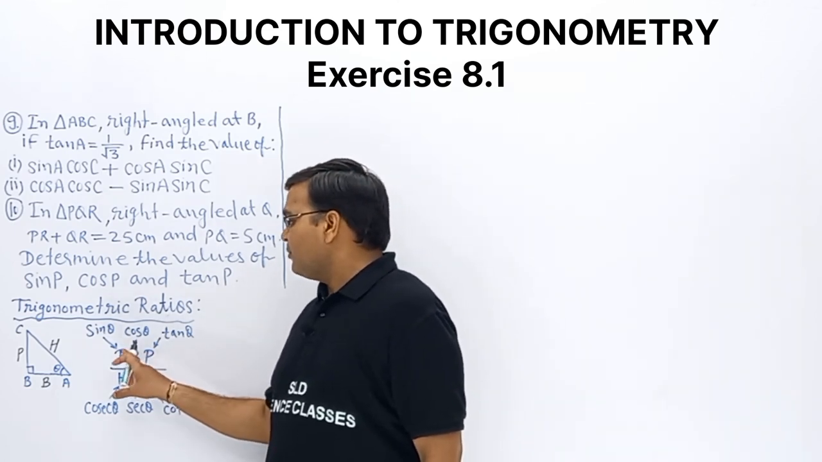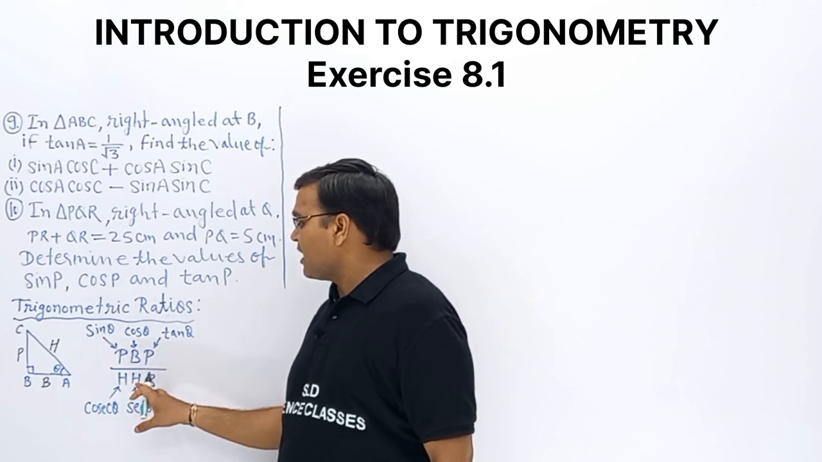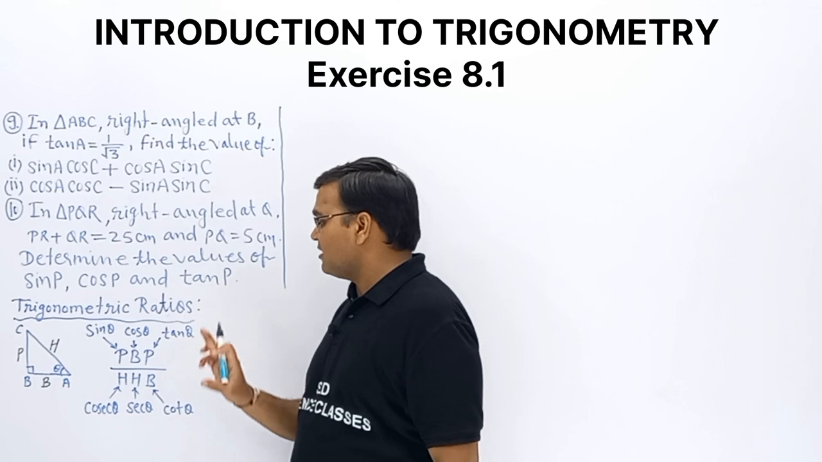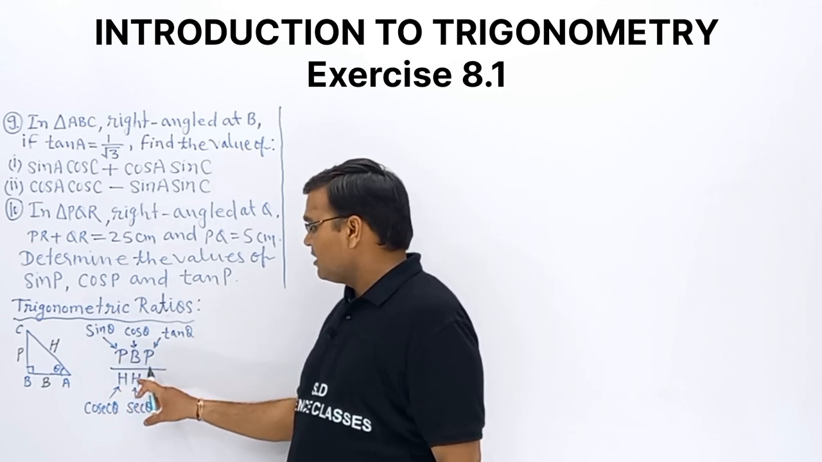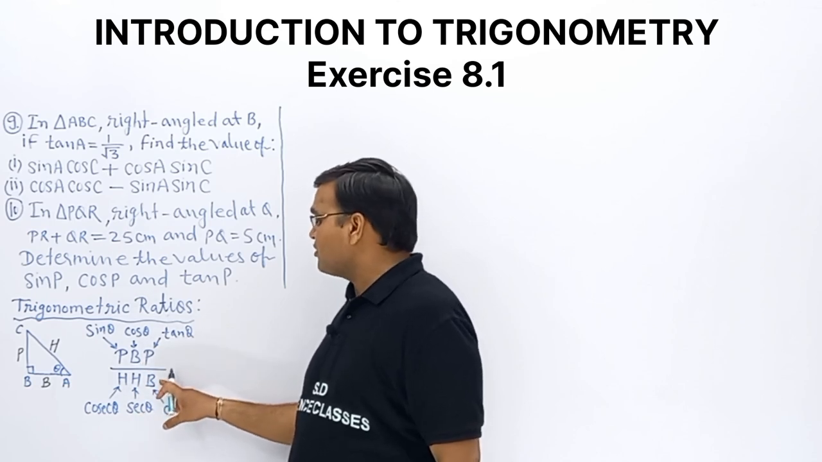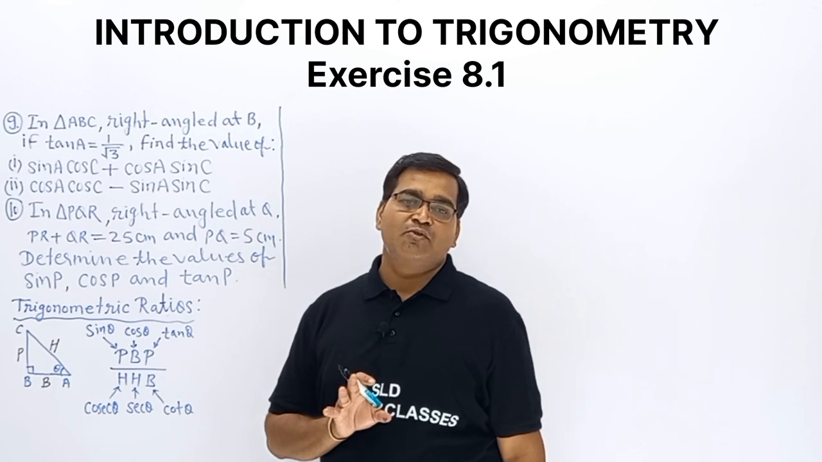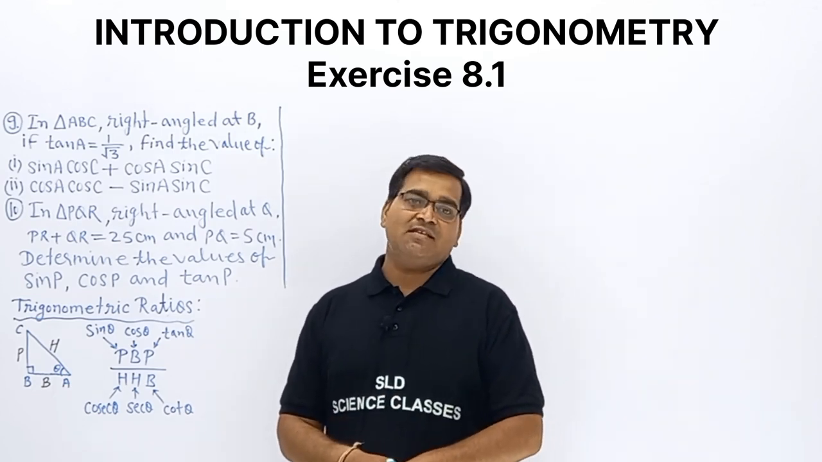So we can say perpendicular upon hypotenuse is sin theta, base upon hypotenuse is cos theta, perpendicular upon base is tangent theta, hypotenuse upon perpendicular is cosec theta, hypotenuse upon base is sec theta, and base upon perpendicular is cot theta. Clear? So we are using these trigonometry ratios and solving this exercise.